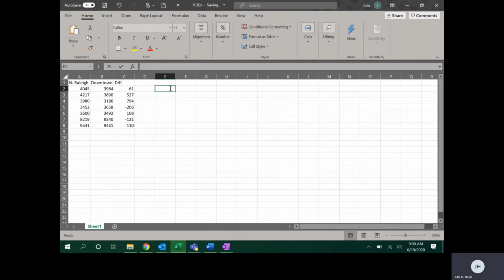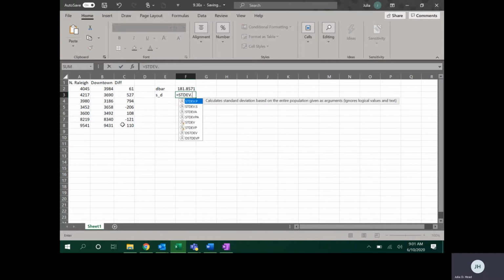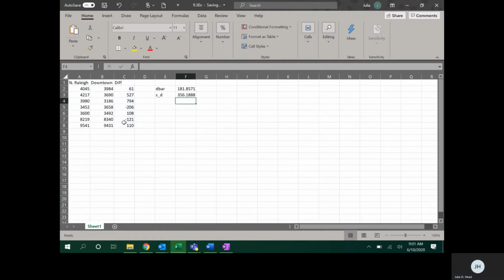So D bar is the average of the differences, so it is the average of the difference column. And S sub D is the standard deviation, and this is a sample, of course, this wasn't every single night, of the difference column. So we have 181.86 for D bar, and as always, you should show your work.